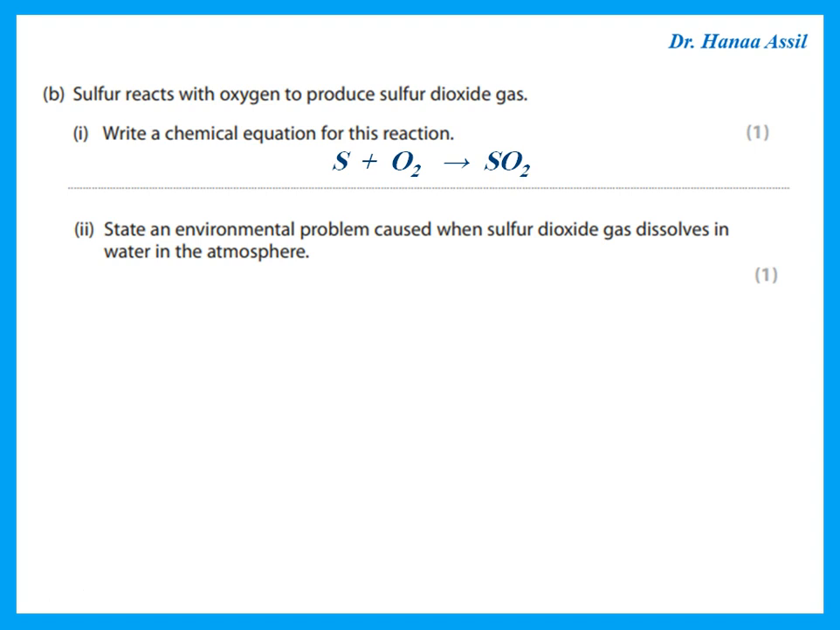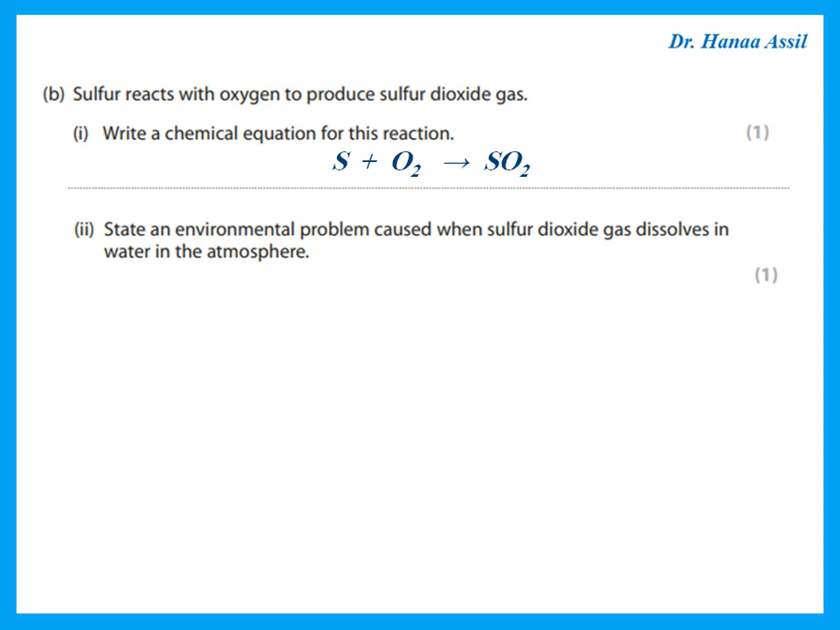is SO2. Now, before you move on, you have to check that it is balanced. Is it balanced? Yes, one sulfur before the arrow, one sulfur after the arrow. Two oxygens before the arrow, two oxygens after the arrow. So it is balanced.